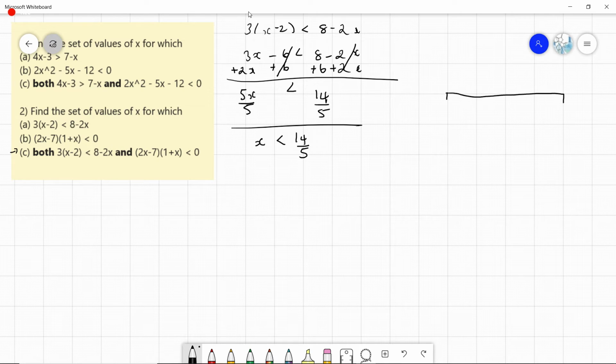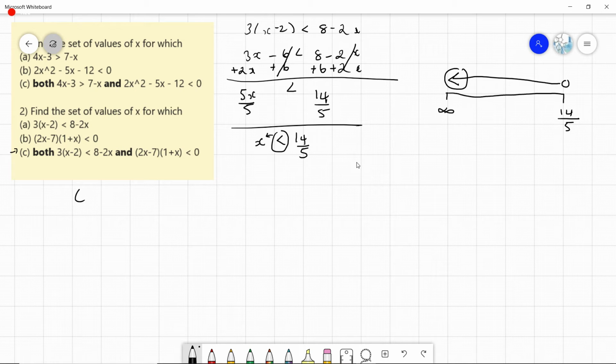Because we are starting less than, the arrow is pointing that way, which means that 14 over 5 is like that, with my hollow circle, because it's not equal to, and the arrow pointing there. You can see this arrow is similar to that arrow there. That should be a hint in the exam. And obviously these are all values of x less than 14 over 5. Now that's a straightforward question. Let's look at question 2 now.